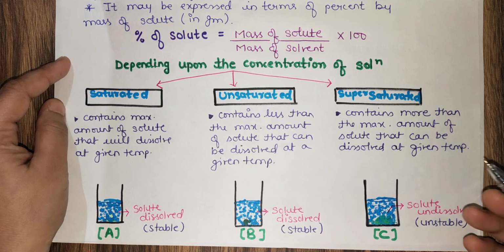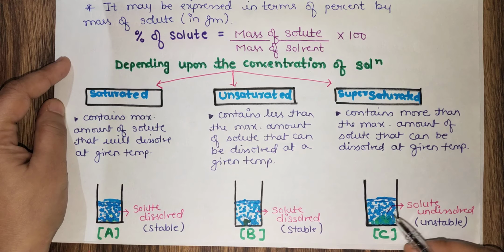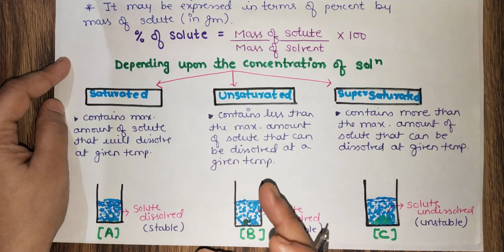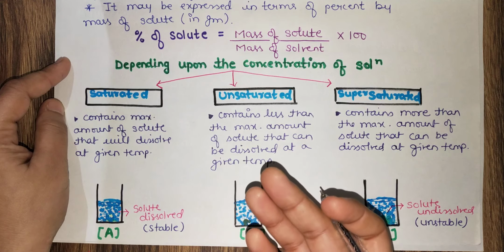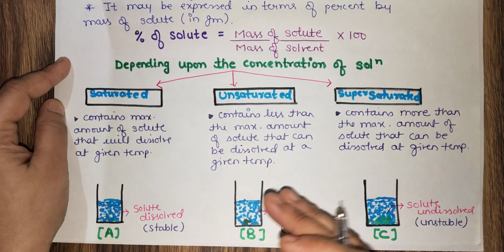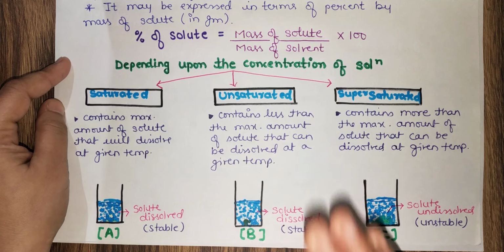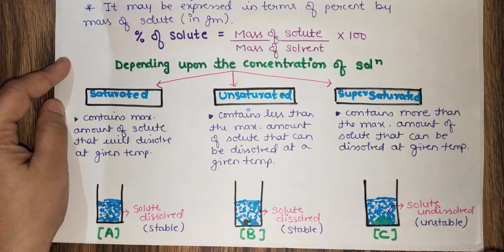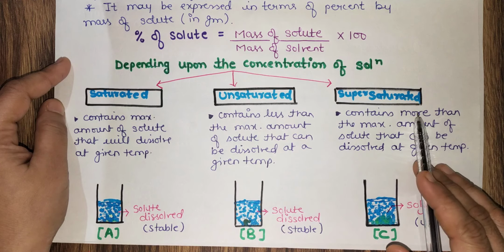What will happen to that extra solute is that it will start collecting at the bottom of the beaker, and you will be getting an unstable solution, and in the other two solutions you will be getting a stable solution. Why? Because the extra amount of solute which is crossing the exceeding limit of the maximum amount will just collect at the bottom of the beaker, and that will be the stage at which you get a supersaturated solution.